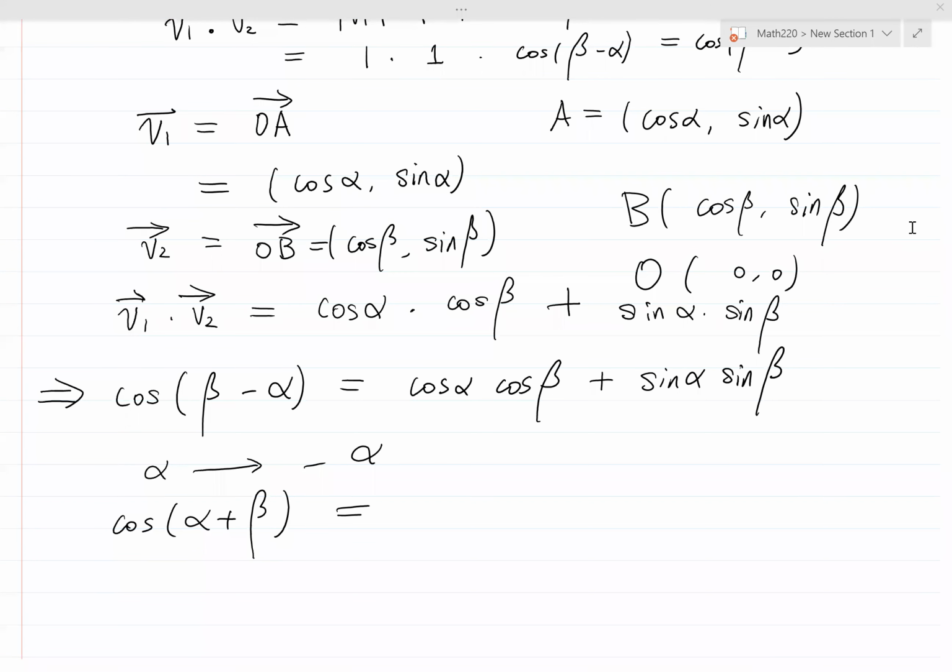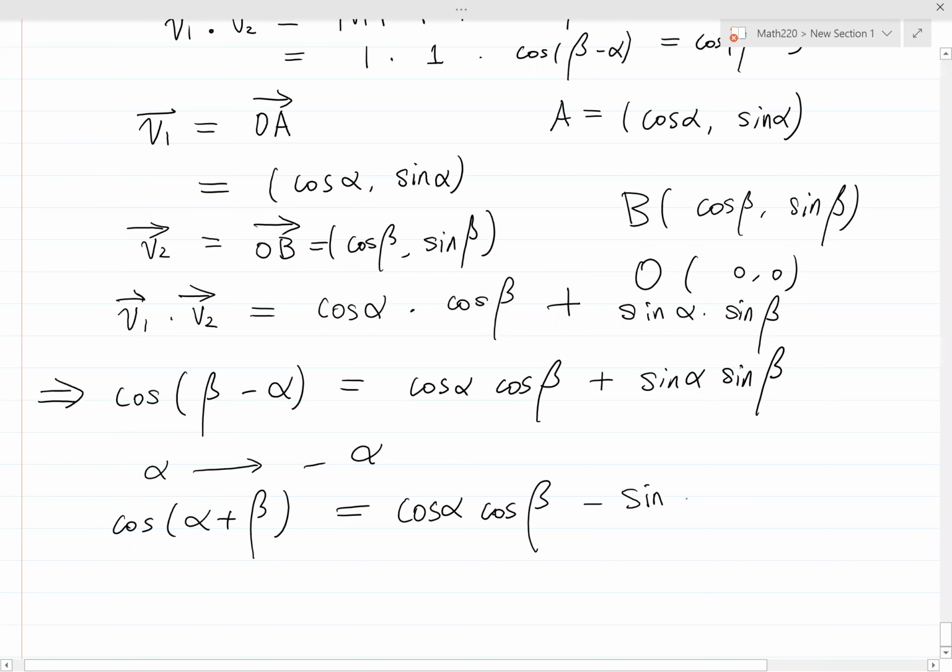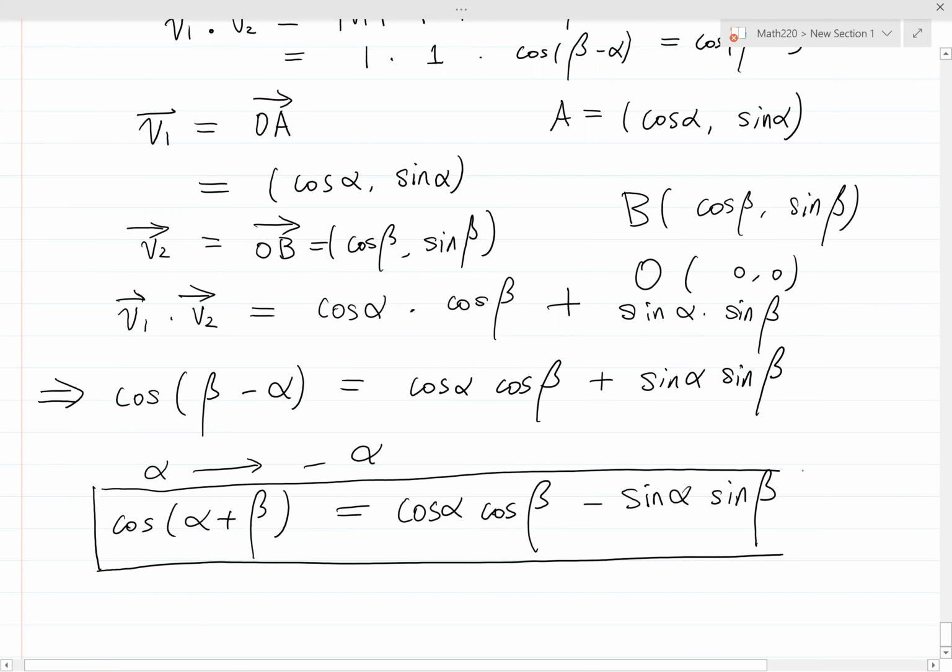Okay. So replace alpha by negative alpha. Cosine is an even function, so the cosine doesn't change. But sine of negative alpha, sine is odd, so we get negative sine alpha sine beta. So we get the addition formula for the cosine value.